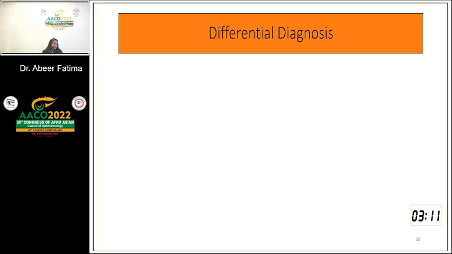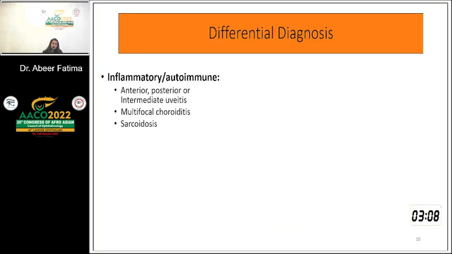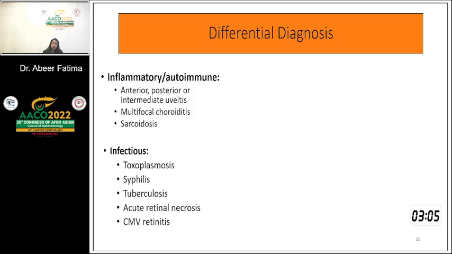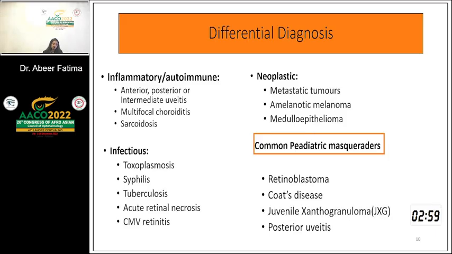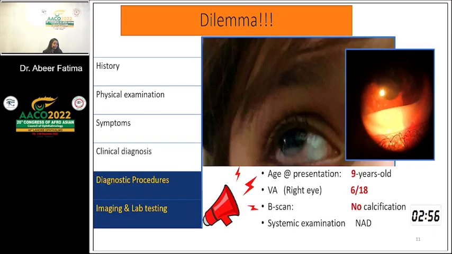Okay, let's move forward. The differential that we made was of inflammatory etiology like uveitis, infectious like toxoplasmosis, neoplastic, but the common pediatric masqueraders are retinoblastoma, Coats disease, juvenile xanthogranuloma, and posterior uveitis. The dilemma in the diagnosis of this case was the age of the presentation, which was 9 years old, which falls out of the category of retinoblastoma. Visual acuity of 6/18, no signs of calcification on B-scan, and unremarkable systemic examination. So further diagnostic procedures and ocular imaging was done that would differentiate between the uveitis and retinoblastoma.